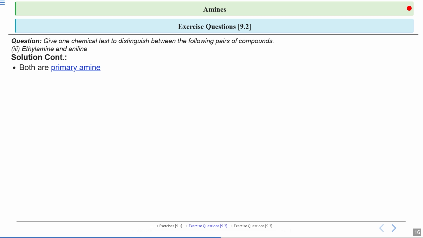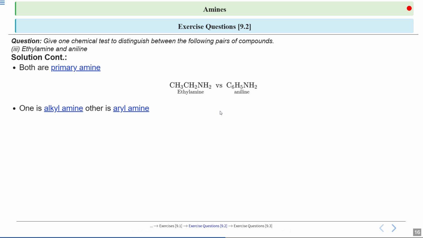Now we will see the third one, which is ethylamine and aniline. Both are primary amines. In aniline we have nitrogen attached to 2 hydrogen and 1 phenyl ring, and in ethylamine the nitrogen is attached to 2 hydrogen and 1 ethyl group. So both are primary amines, and now you have to tell a test that distinguishes between these primary amines. In ethylamine we have 1 ethyl group, and in aniline we have 1 aromatic ring which is attached to this nitrogen.